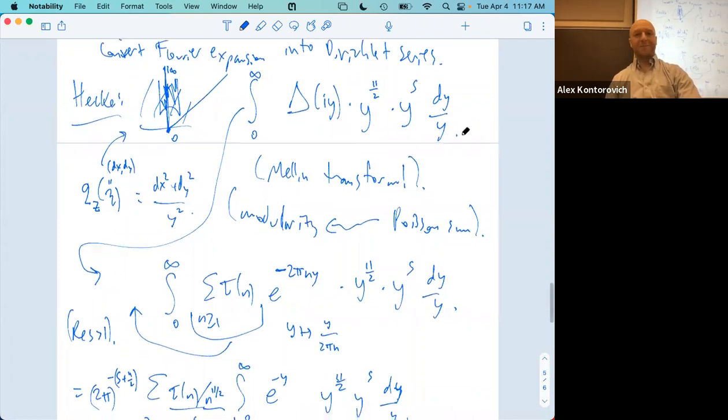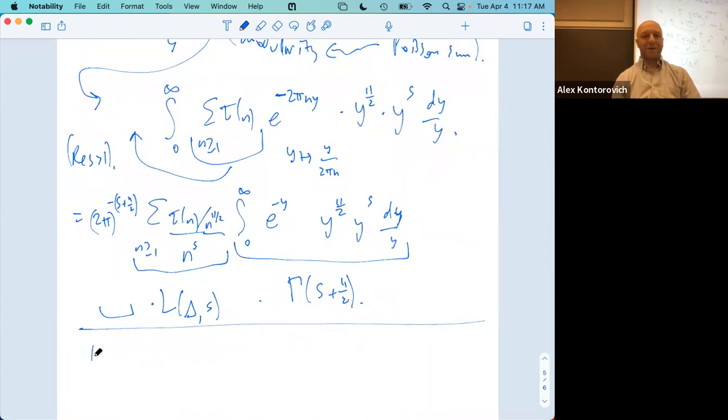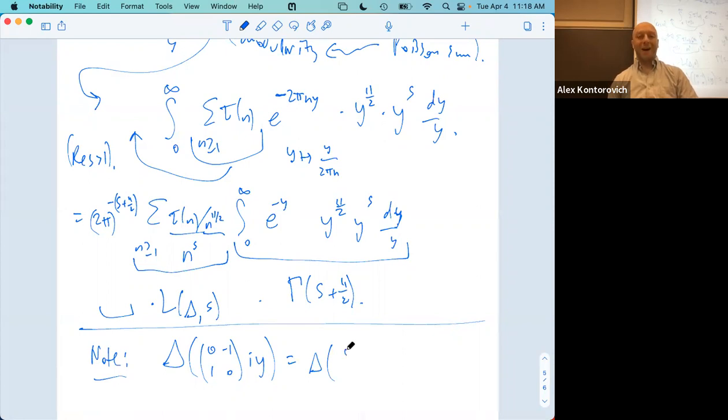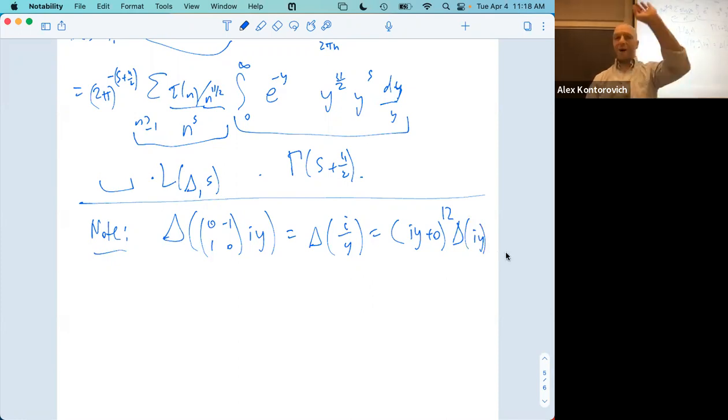Well, there's a variety of ways of doing this. Let's just replace y by 1 over y. Why do I want to do that? So note, the modularity says if I have delta of the matrix (0, negative 1; 1, 0) acting on iy, on one hand, that's just delta of z goes to negative 1 over z, negative 1 over iy, is i over y. That's just from what the fractional linear action is. But modularity says this is going to be equal to cz plus d, where c is 1, z is iy, and d is 0, to the 12th power times delta of z, where z is iy. Okay, so I'm on this geodesic.